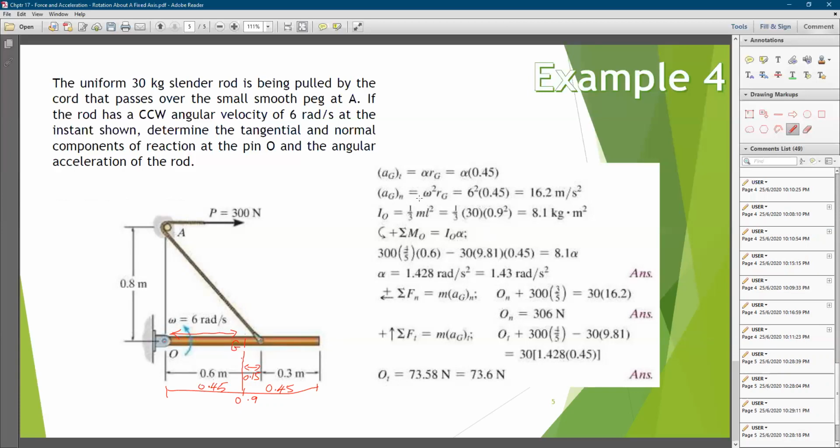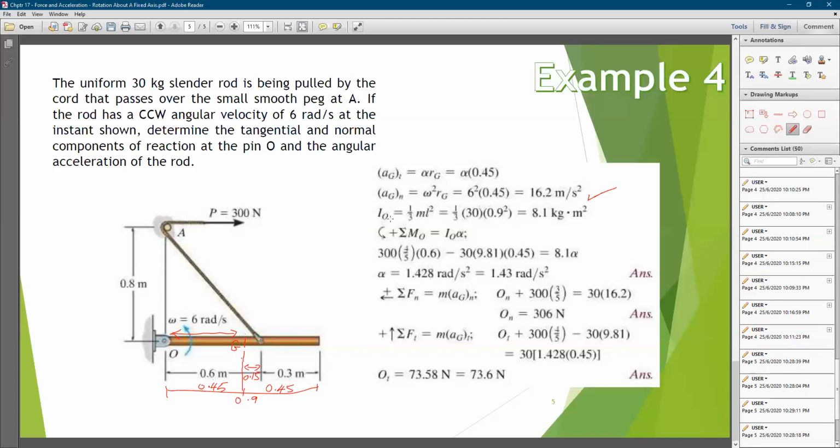Then the normal acceleration, as usual, is the angular velocity squared times rg. The angular velocity is given as 6 radian per second, the initial angular velocity. Just multiply by rg, and then you get this answer, 16.2 meter per second square.